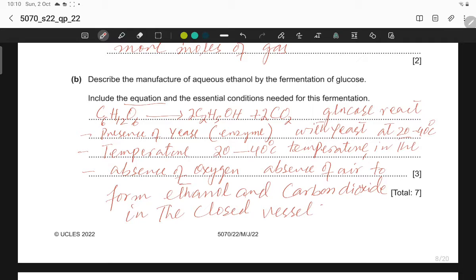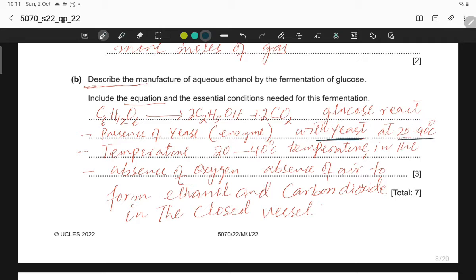So this is very important to mention in the description, because if it says describe the manufacture of aqueous ethanol by fermentation, you must write in words. So this is the chemical equation. First write down the chemical equation and then write down the description. Glucose reacts like this. All conditions should be there in your description. Glucose reacts with yeast. This is one condition.